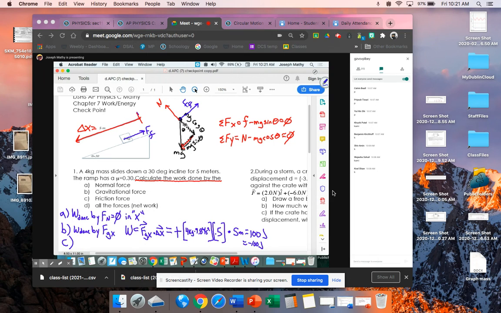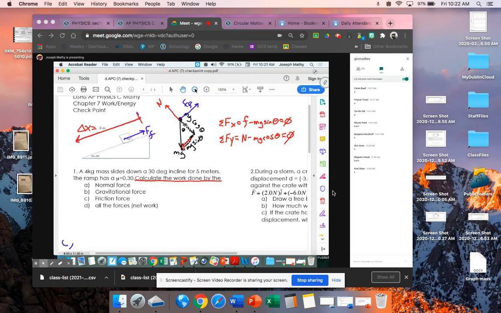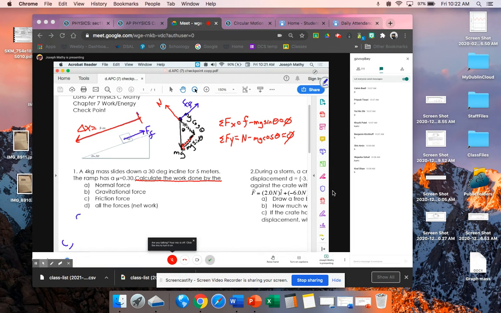Now, if the friction force wasn't the same? Let's talk about how this friction force would be a little bit different if it wasn't constant speed. Okay? So this C is with constant speed. Let's try this. Let's try C this way.